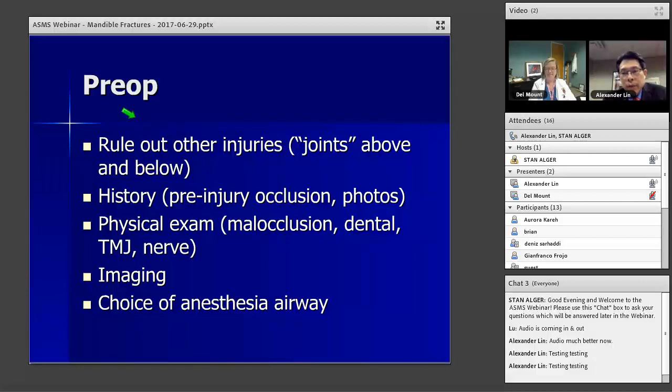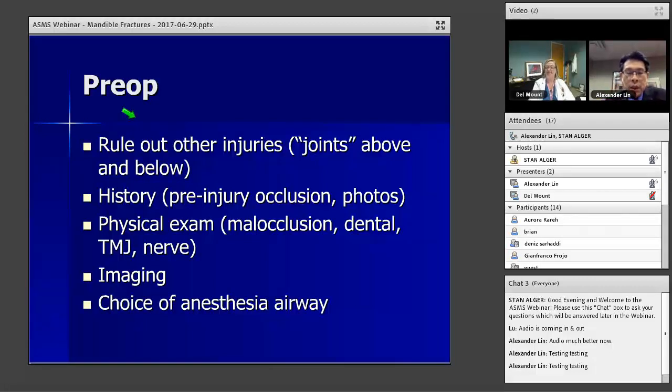And then your history is very important because you have to figure out what the patient's pre-injury occlusion is. And nowadays with cell phones, you can see photos fairly easily. But if someone's already class 3, you're not going to get into class 1. So you need to confirm what their pre-injury occlusion is. Your physical exam is critical, of course. You have to see if the malocclusion symptoms are real. Is it because there's an open bite? Is it because there's a tooth in the way? Are they experiencing TMJ symptoms? Are they experiencing nerve symptoms? And you have to establish that preoperatively.